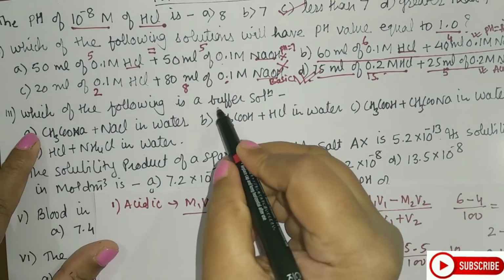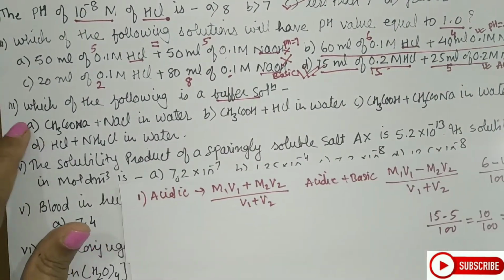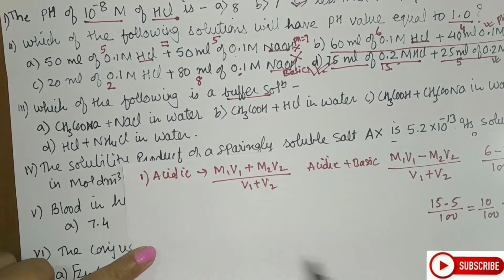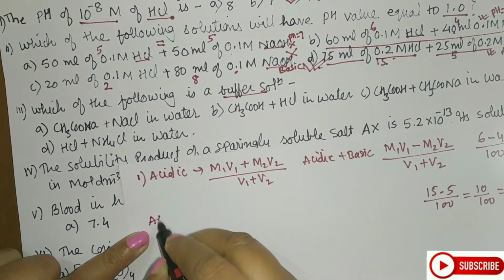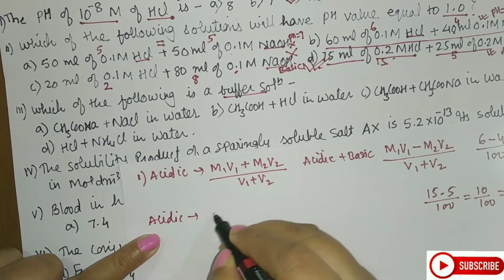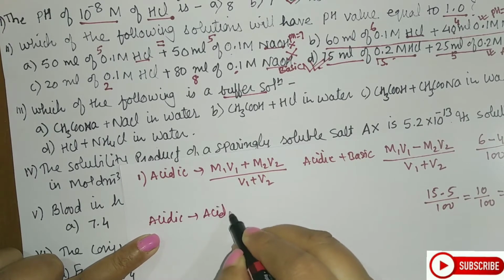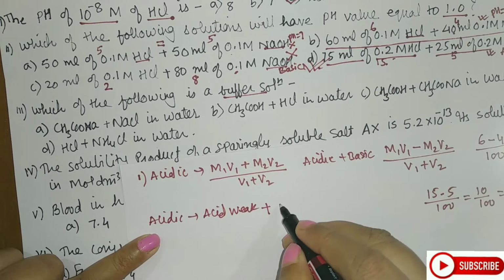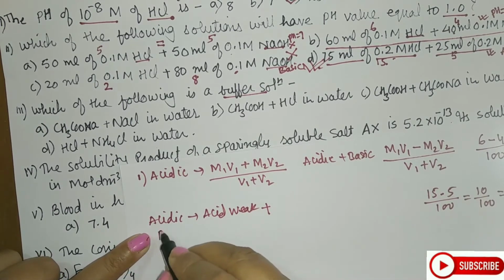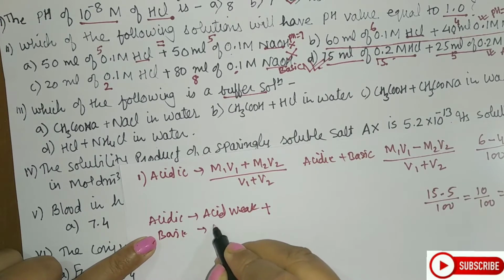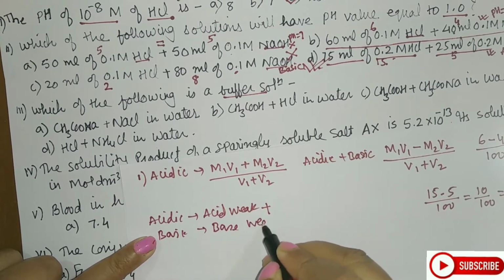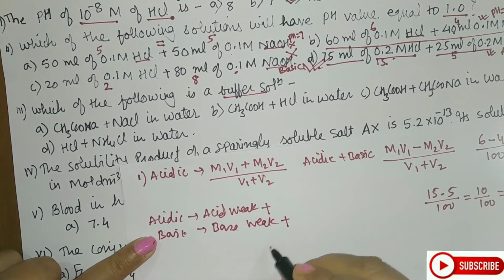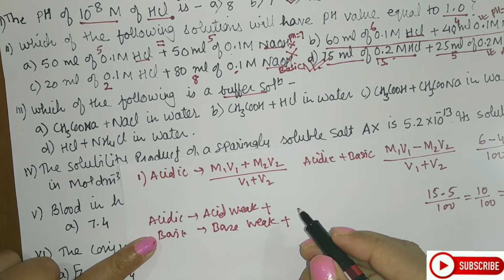Which of the following is a buffer solution? Now, whenever you try the options for buffer solutions, you have to see that for acidic buffer, the acid should be weak and it should be added to a salt with a strong base. For a basic buffer, the base should be weak and added to its salt with a strong acid in water.